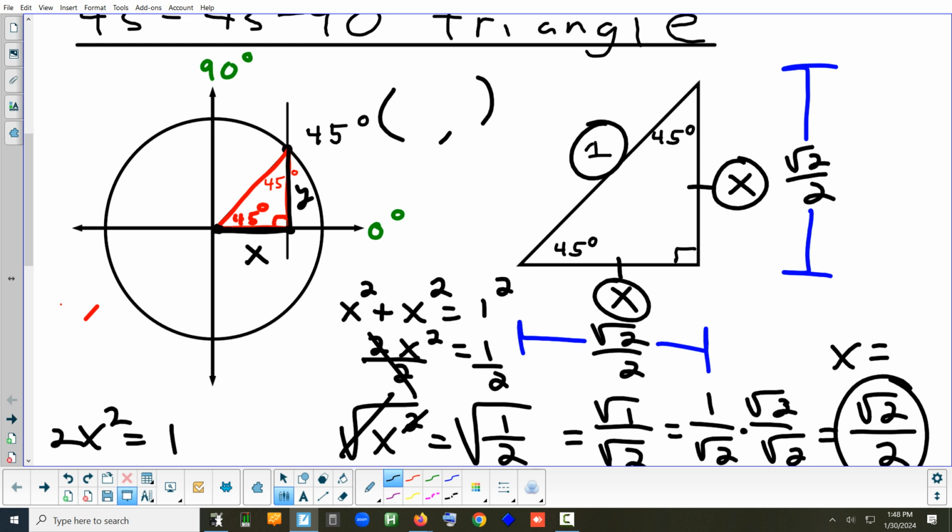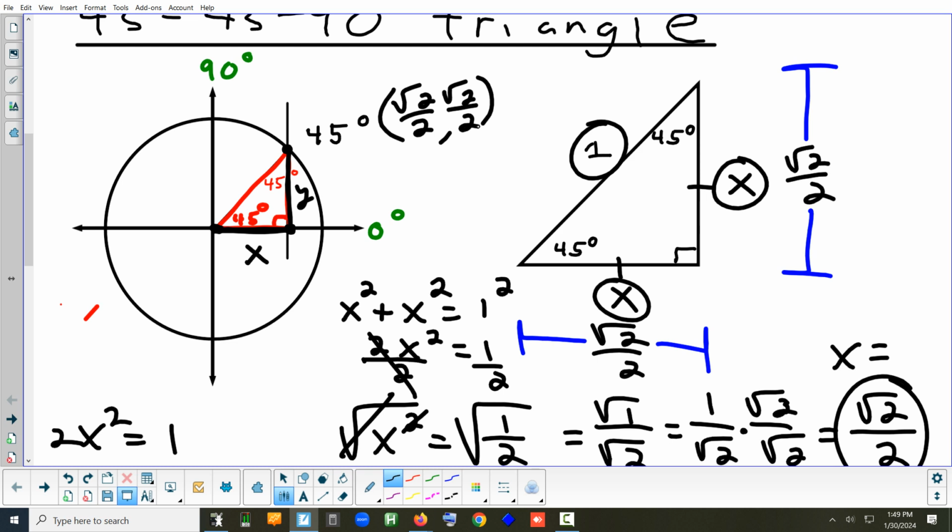What is the length of the bottom to get from here over to here? Square root of 2 over 2. And what's the height to get from here up to our coordinate on the circle? It's also square root of 2 over 2.